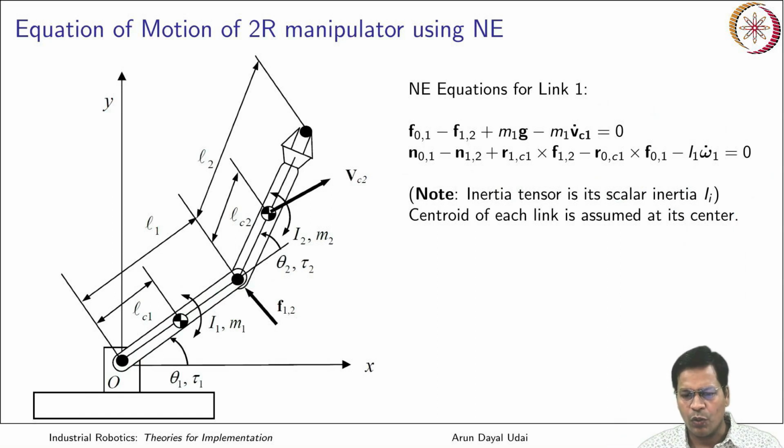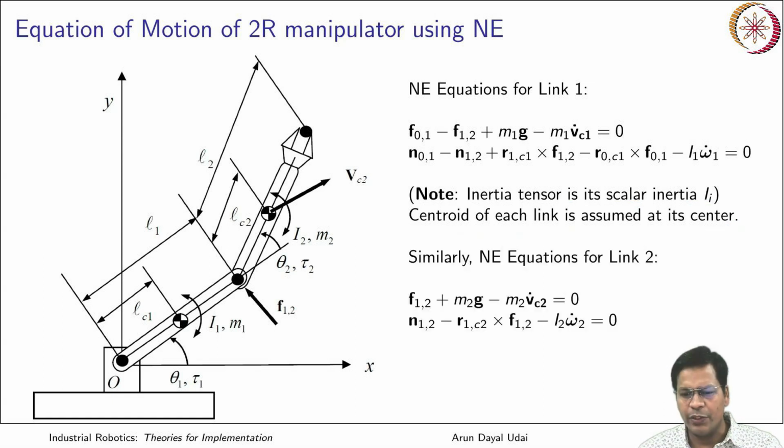Note that the inertia tensor is a scalar in this case, because it is planar and you are only interested in one direction. More so, we have simplified the link. Okay, it is a slender bar and the center of mass is situated at the center. Centroid of each link is assumed to be at its center.